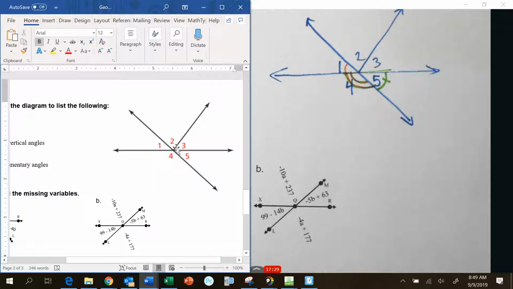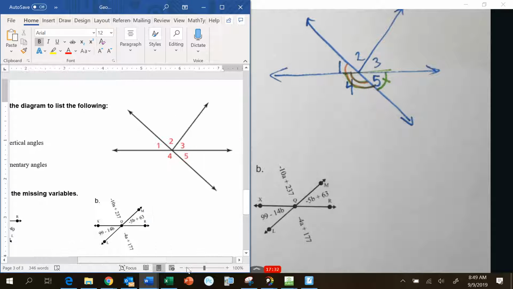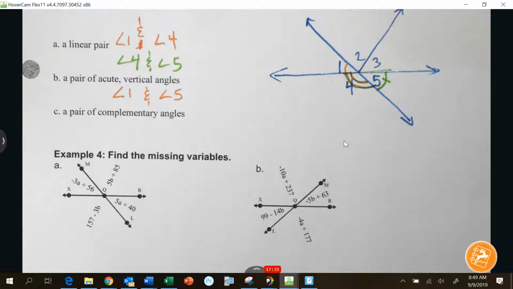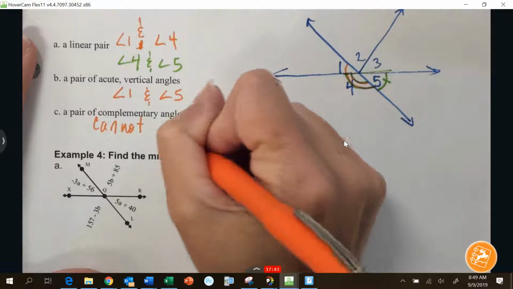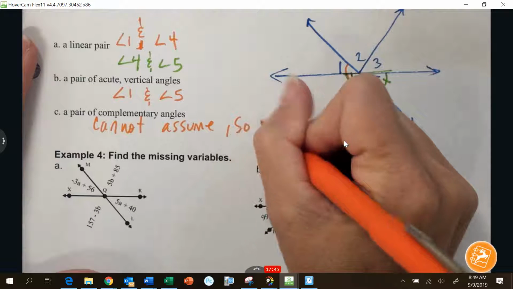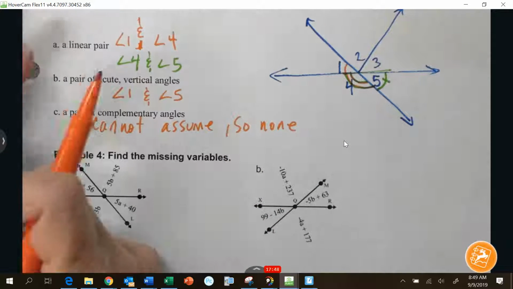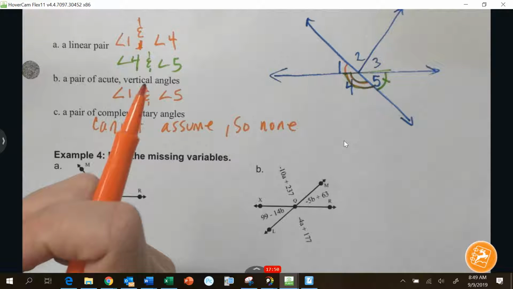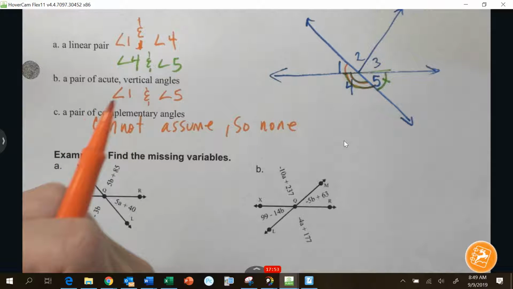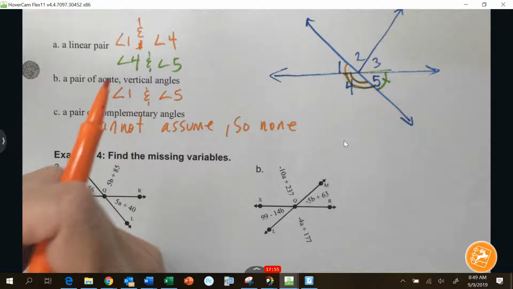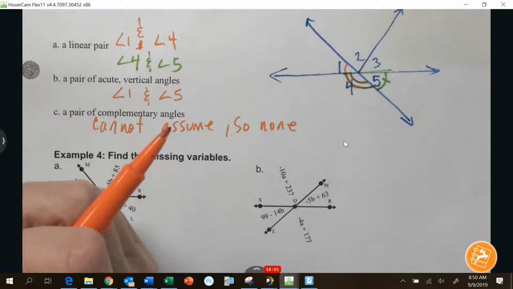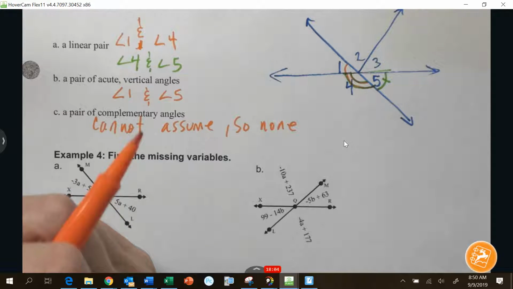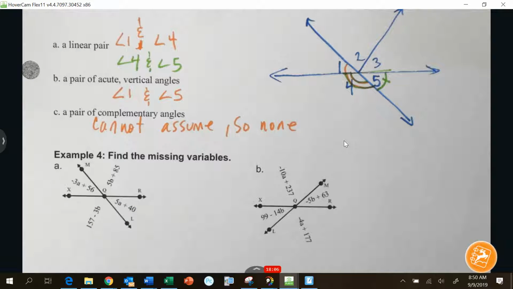Do I have a 90 degrees in here? Do I have anything that says anything's 90? Pair of complementary angles. There's no evidence of anything that's 90 degrees. So you can't assume that 3 and 5, to me, looked kind of like they might be 90, but that doesn't mean they are, unless there was a box in there, which probably should have been, but there wasn't one. Okay.